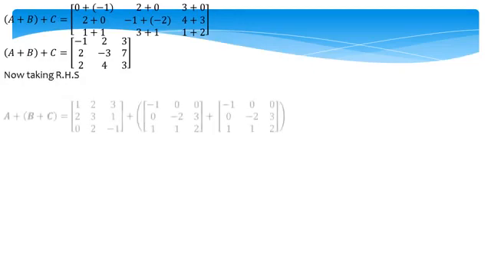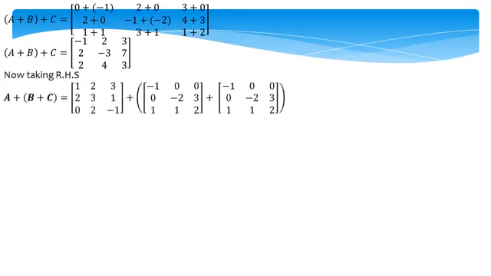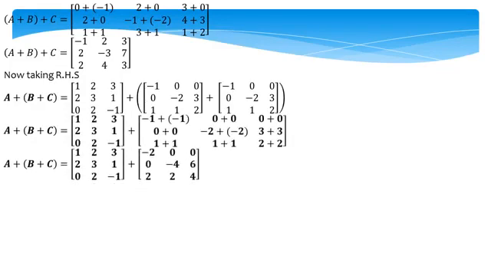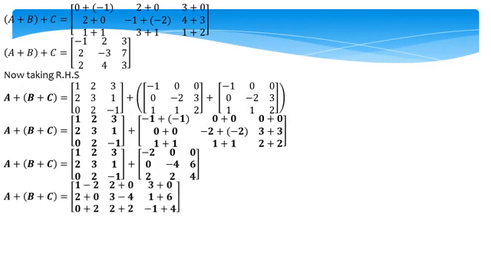Now taking right hand side, A plus bracket B plus C. First we solve B plus C. Now we add B plus C matrix here, and the result of B plus C is minus 2, 0, 0, 0, minus 4 and 6, 2, 2 and 4, and write A matrix as it is. Now we add A matrix with B plus C, and the result is minus 1, 2, 3, 2 minus 3, 7, 2, 4 and 3. Left hand side is equal to right hand side, hence proved.